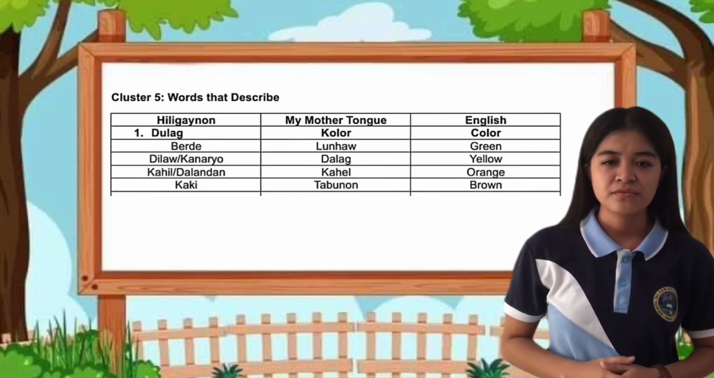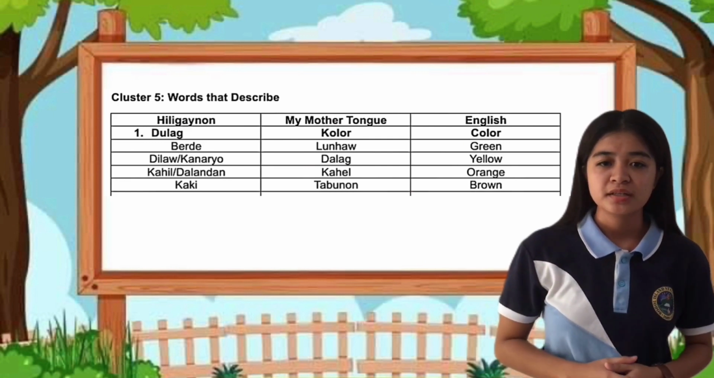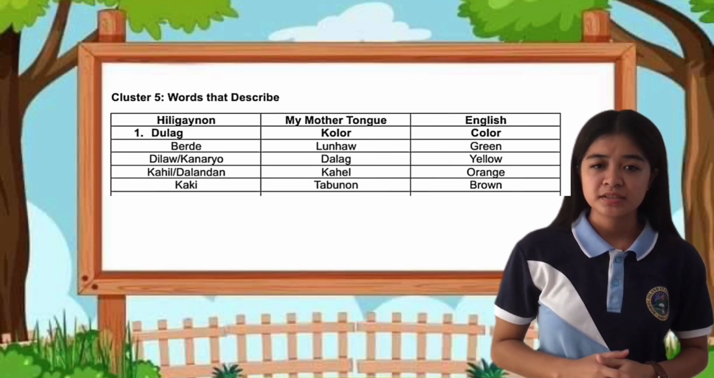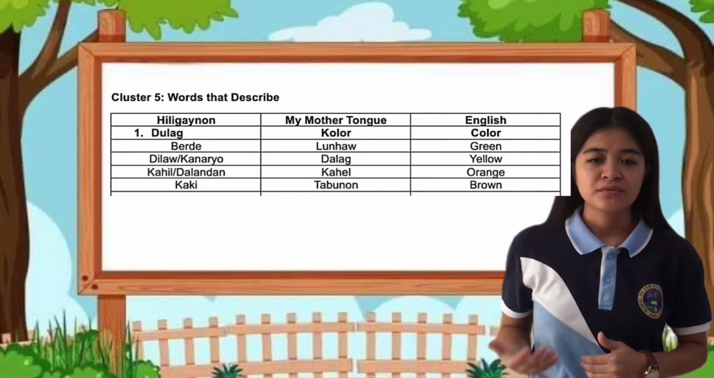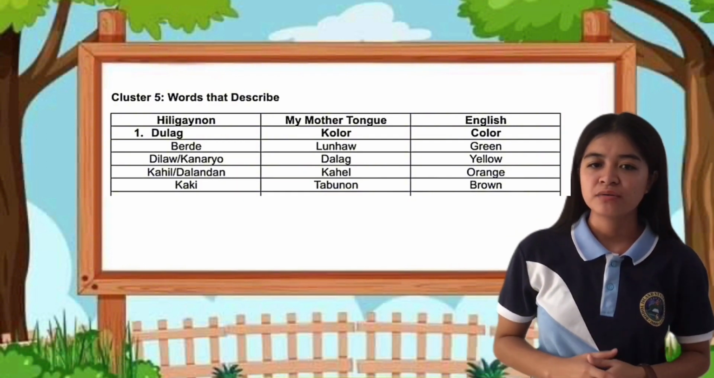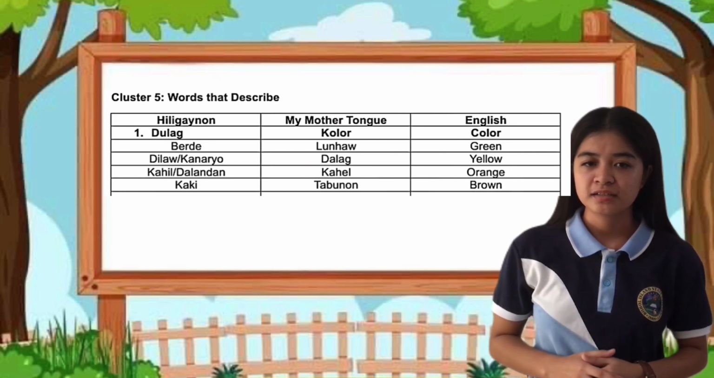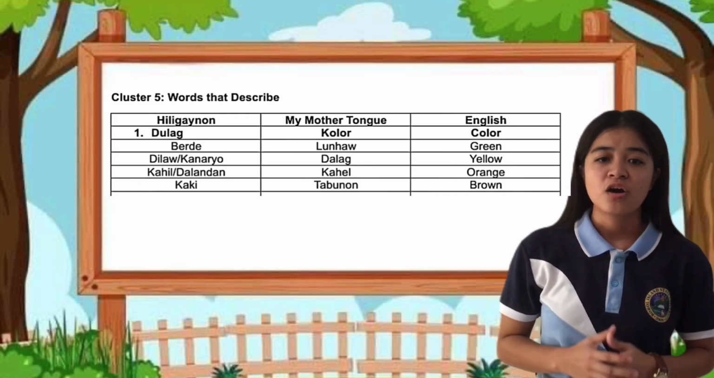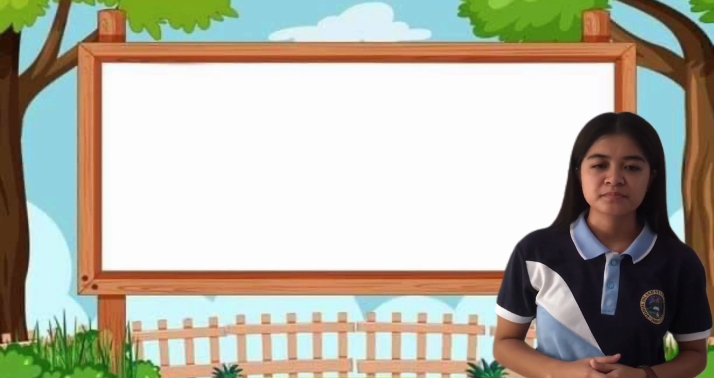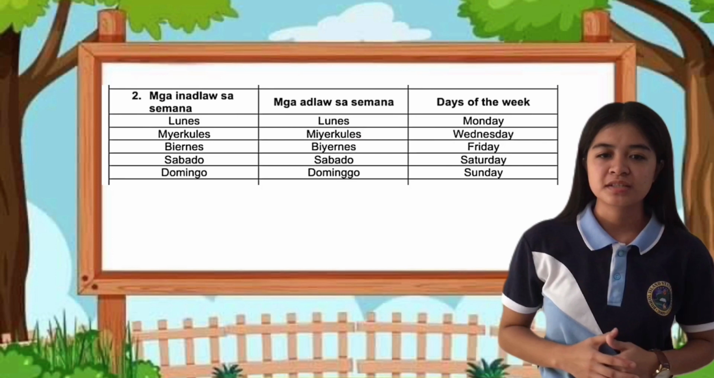In cluster 5, words that describe. For number 1, in Hiligaynon, duwag. In our mother tongue, color. In English, color. We have here berde, lunhaw, green, dilaw or kanaryo, dalag, yellow, kahil or dalandan, kahel, orange, kaki, tabunon, and brown.